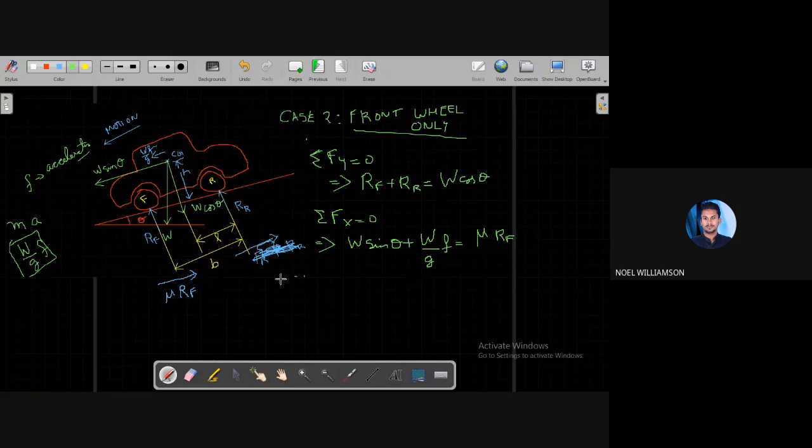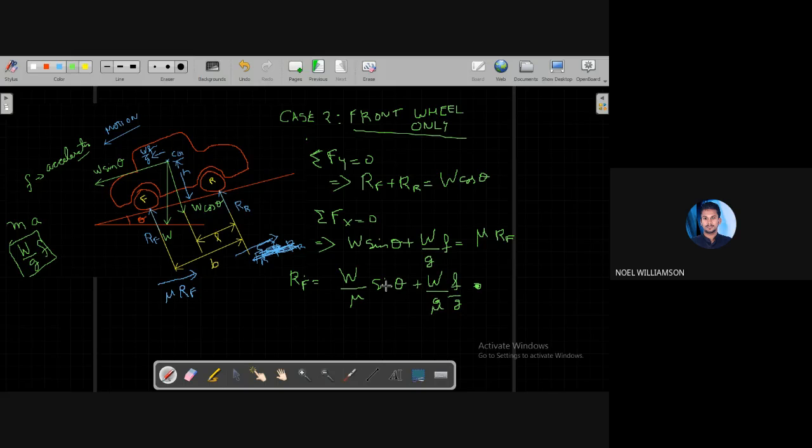And here also we will take the relation for RF from here. That is RF equal to W by mu into sin theta plus W by mu into f by g. That is the relation for RF.